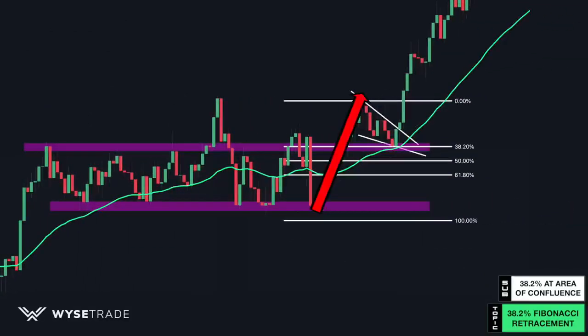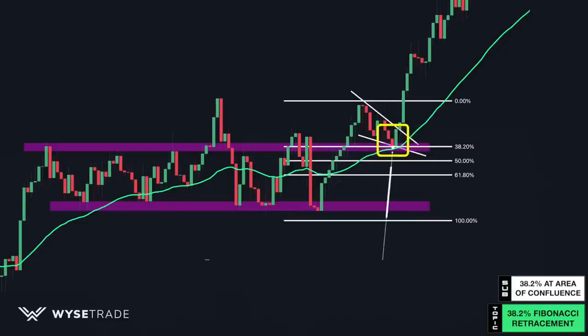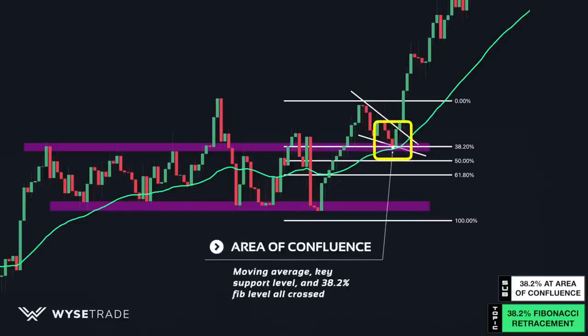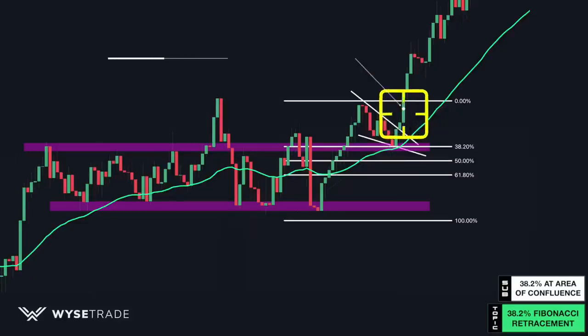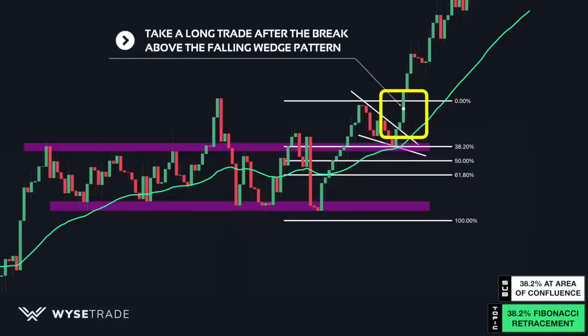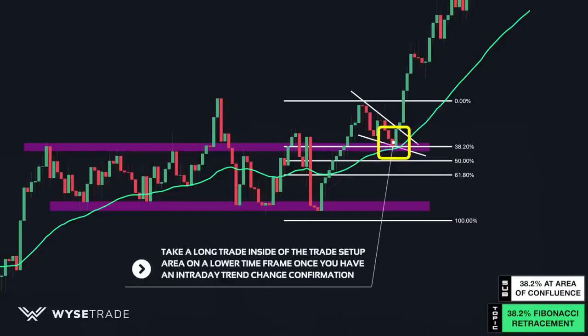You have a clear moving uptrend with heavy momentum as it breaks clearly through the key level. As price pulls back, you had an area of confluence here where the moving average, very high quality support level with multiple reversal points, and 38.2% Fibonacci level all crossed. Once price reaches the area, you had multiple candles with the wicks sticking out, showing a reaction. So you would either take a long trade after price broke above the falling wedge pattern, or for an earlier entry point, look for an intraday trend change inside of here. Let's show one more.